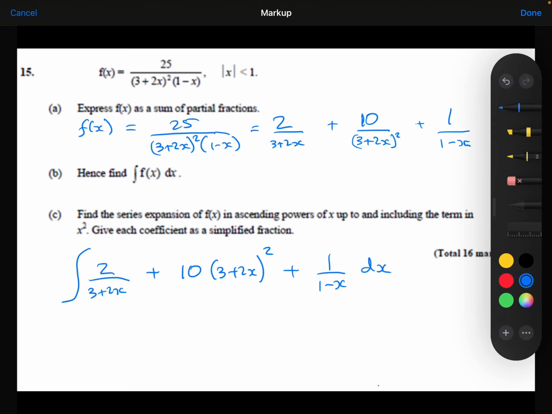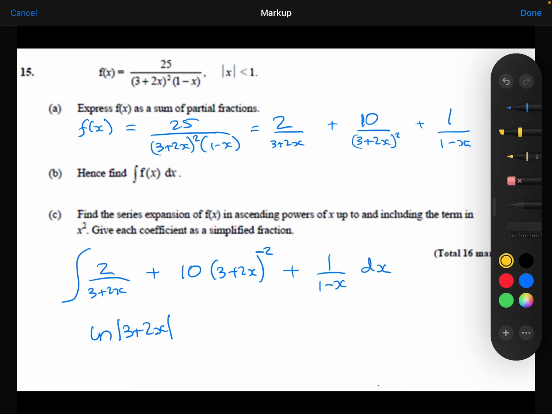Right, so let's integrate each term then. So the first term, we will get 2 lots of ln 3 plus 2x. But by the reverse chain rule, we're going to have to divide by 2. So that's actually going to simplify just to be a single 1 ln 3 plus 2x.